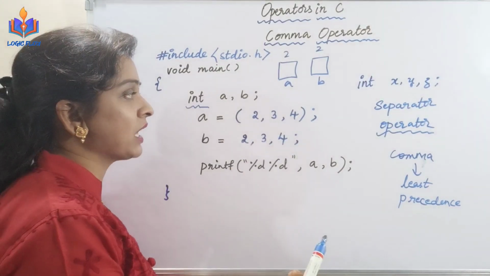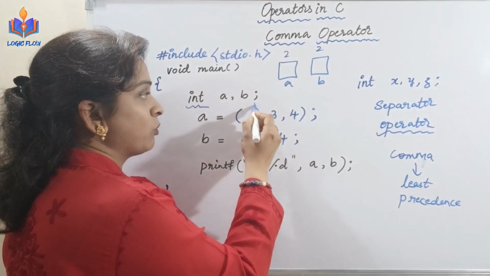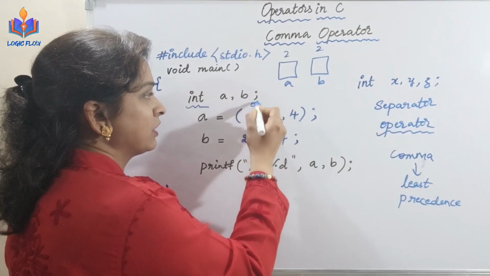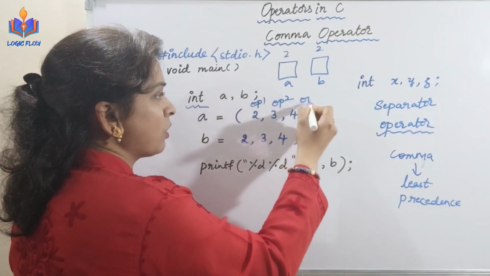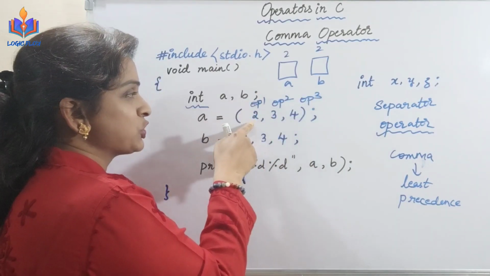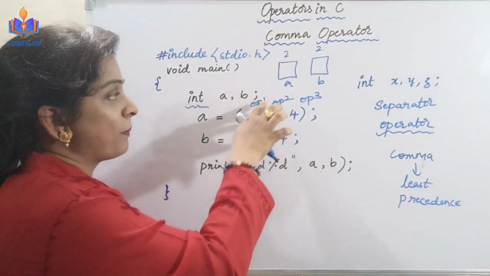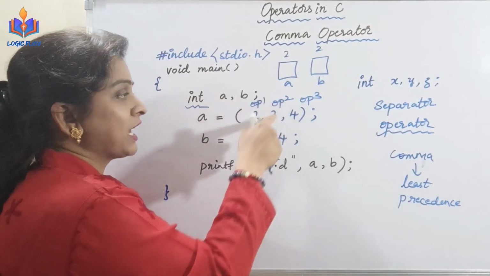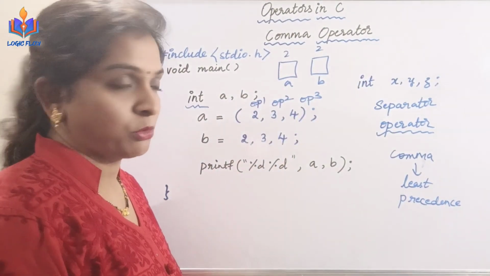This is an expression with three operands: operand 1, operand 2 and operand 3. Operand 1 is 2, operand 2 is 3, operand 3 is 4. The first input is 2, the second input is 3 and the third input is 4. Operands are nothing but the inputs.